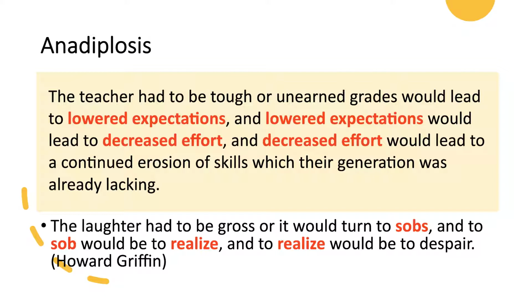So I say, and lowered expectations would lead to decreased effort. Okay, so I've ended with decreased effort, so I now have to begin with decreased effort in the next clause. And decreased effort would lead to a continued erosion of skills which their generation was already lacking. I've imitated the structure without imitating his content. I'm talking about something entirely different, but I'm using the same structure. I am using Anadiplosis. In using Anadiplosis, the reader understands the relationships between ideas, and you are able to convey the emotional impact of how one thing can easily lead to another much more effectively.